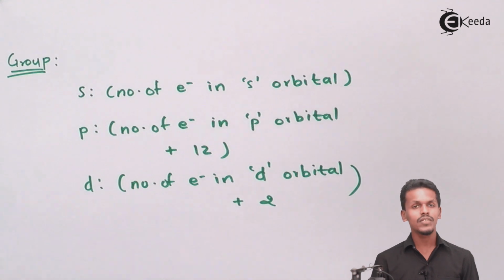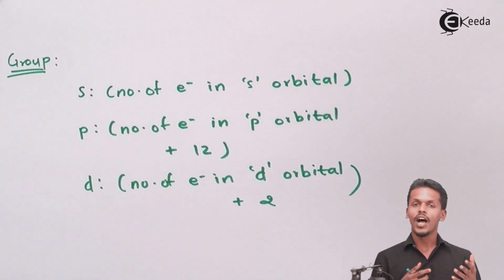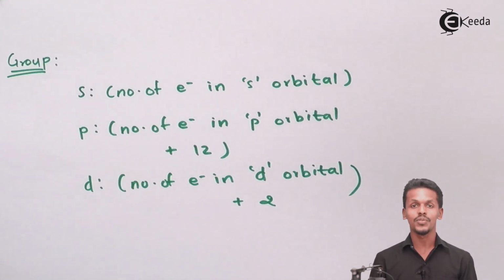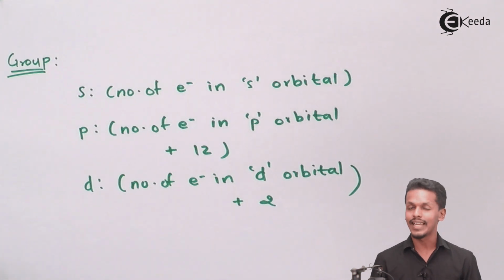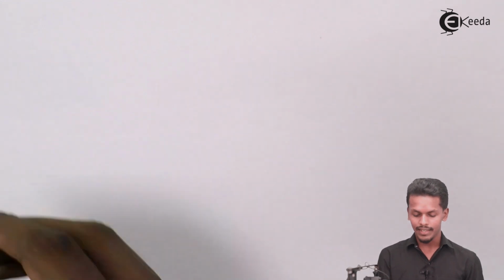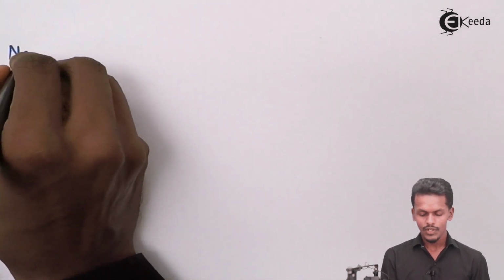Based on this, let me show how you can determine which block and which period an element belongs to. Suppose we have an element like sodium.